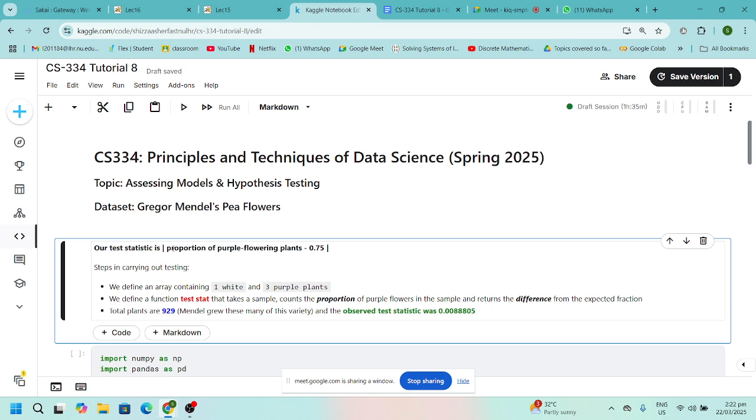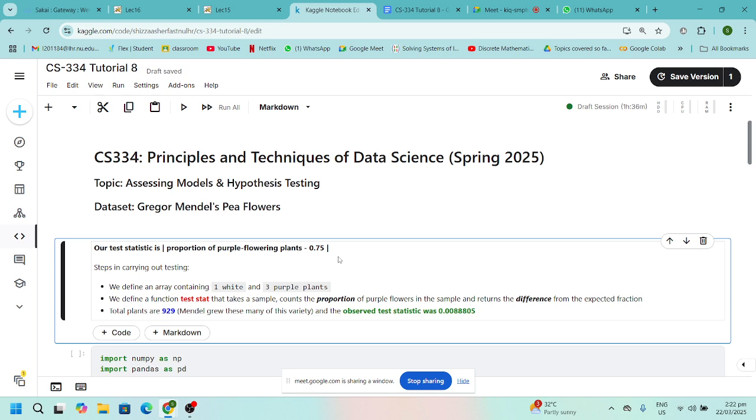All right, so in this case, the test statistic is the modulus of the proportion of purple flowering plants minus 0.75. So let's see where the magical 0.75 figure comes from. Essentially, suppose he grew 100 plants and observed that 60 out of 100 of them ended up having purple flowers as opposed to white flowers.